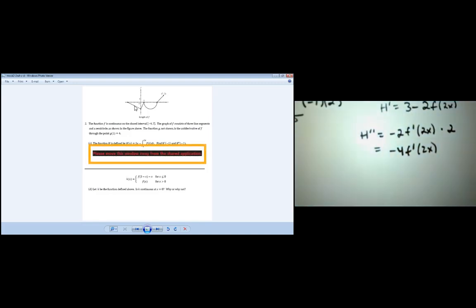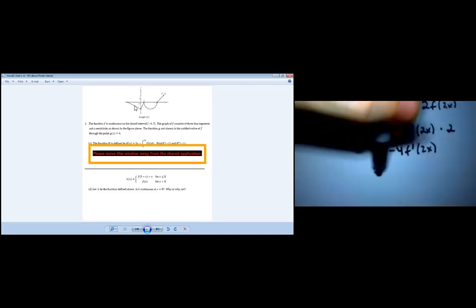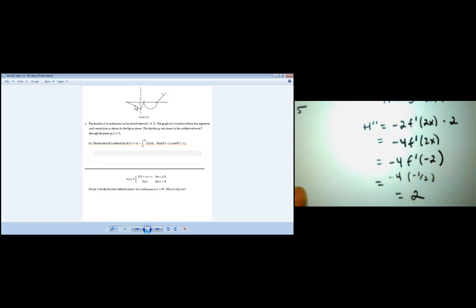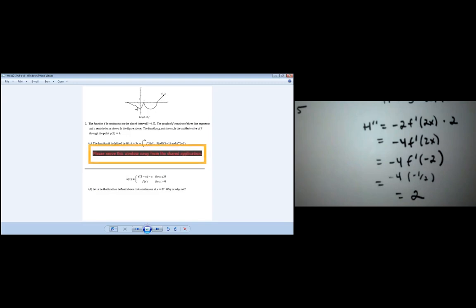And it wants us to find h double prime of -1. So that's -4 f prime of -2. So what is f prime of -2? It's the slope of that line. And we just said the slope of that line is -1/2. So that's -4 times -1/2. And then that answer is 2. Any questions on part C?